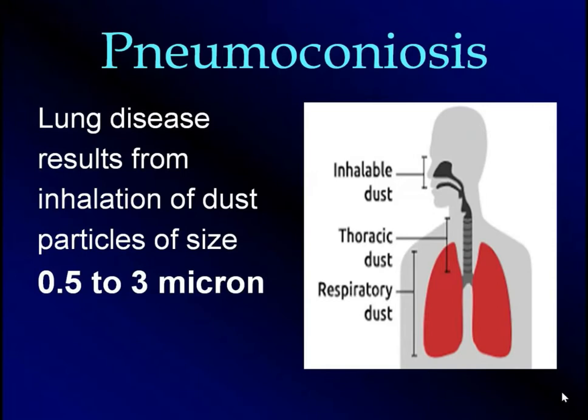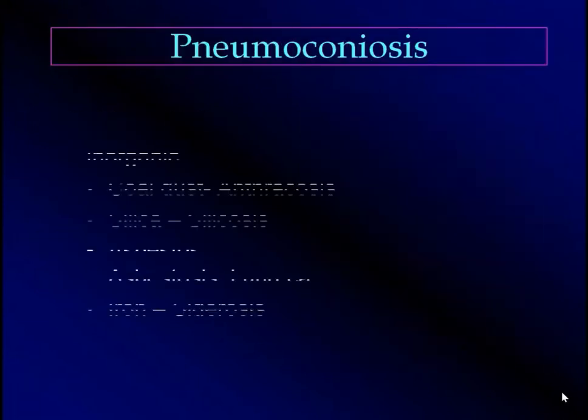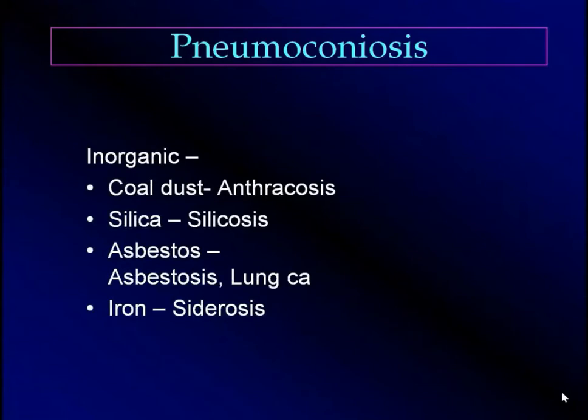Let's see the various types of diseases that come under pneumoconiosis. Those are caused by different types of dust particles. Dust is broadly classified into two types: inorganic dust and organic dust. Let's see the diseases caused by inorganic dust particles. Inorganic dust particles are coal dust, silica, asbestos, and iron.